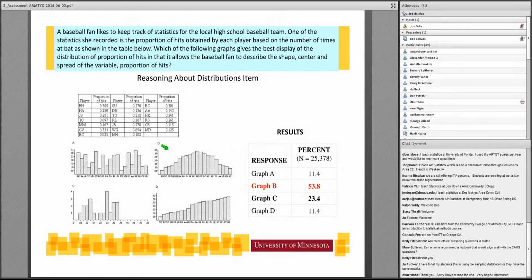But it really doesn't represent the distribution of proportion of hits with respect to shape, center, and spread. C is the only one that has actual frequency represented on the vertical axis and an actual scale for the variable on the x-axis. The rest of these, A, B, and C, are arguably case value plots or bar plots. And they're valid representations. They represent the data, but they're not getting at the idea of distribution.